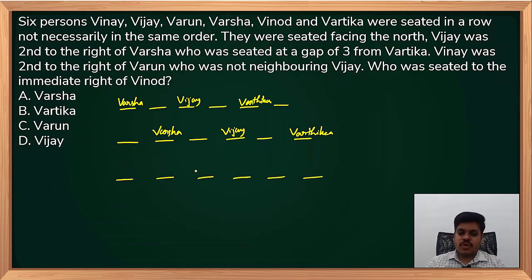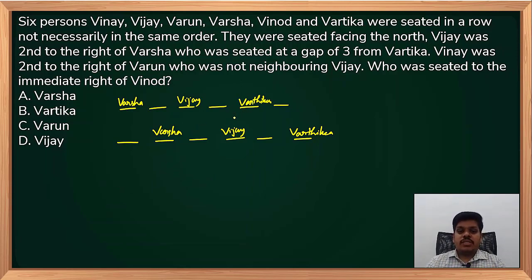That means Varsha and Vartika must be 3 places away. If Varsha is here, we cannot accommodate Vartika here. And if Varsha is here, we cannot place 3 places. But if Varsha is here, we can place, but Vijay cannot be accommodated. So there is no other possibility. So only 2 possibilities are there.